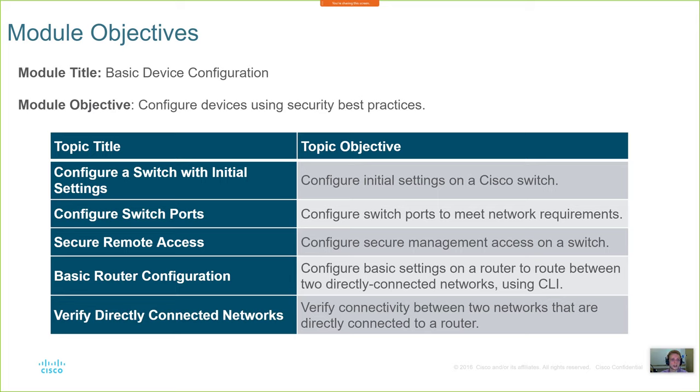Let me actually hit that. That's slow. Okay, good. So we're going to talk about initial switch configurations. We're going to talk about basic configuration on switch ports and remote access. So we configured SSH in the last class. Then basic router configuration, which is very similar to basic switch configuration. And we're going to talk about directly connected networks and a little bit of troubleshooting and show commands there.